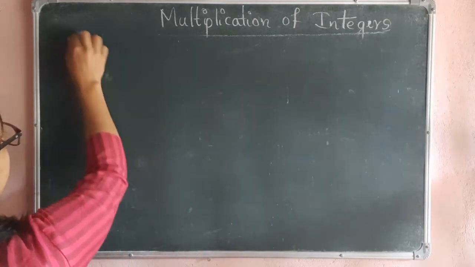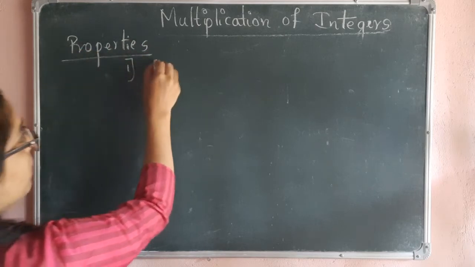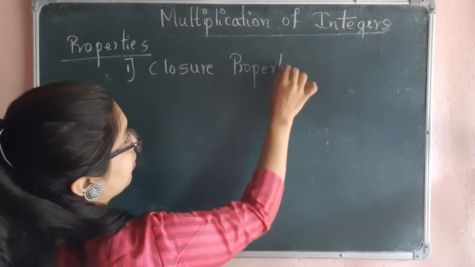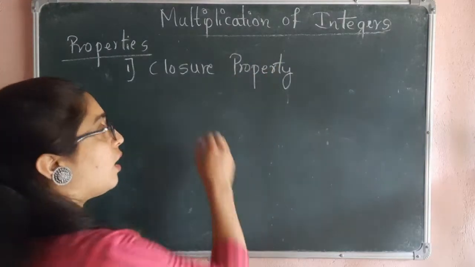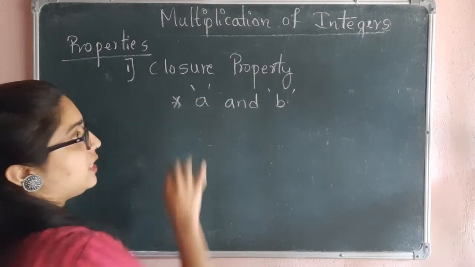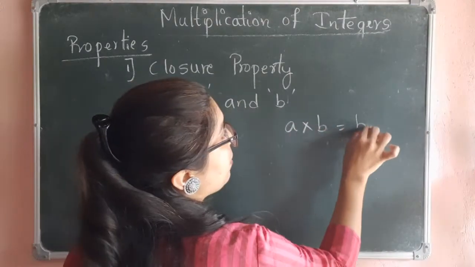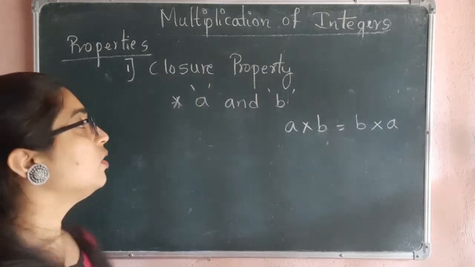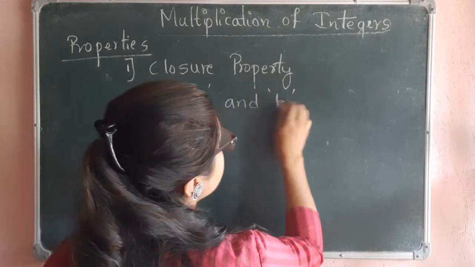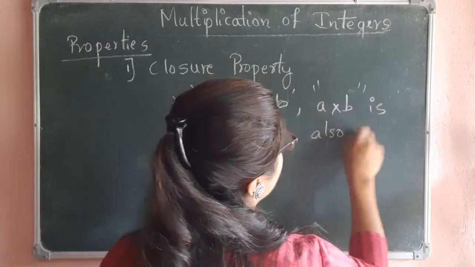Now let us take some properties. First is the closure property. Suppose I am considering A and B as integers. In general, if A and B are integers, A into B is also an integer.